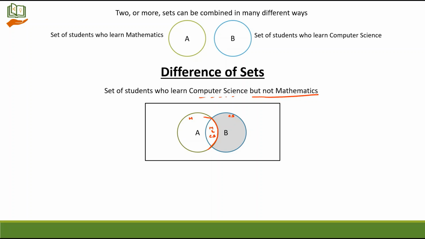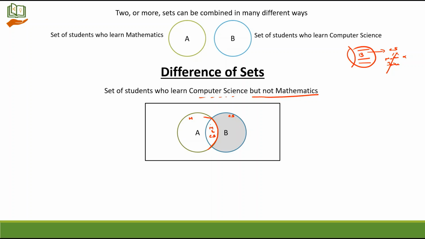If you take B completely, B has people who learn CS. It is not worried whether they learn Maths or not. There are 2 categories. Here, whoever learns Maths will fall under the intersection part in this diagram. So we are removing this part and keeping only this region where only CS students are present. The intersection part is taken out.